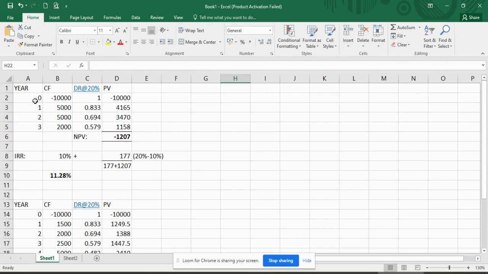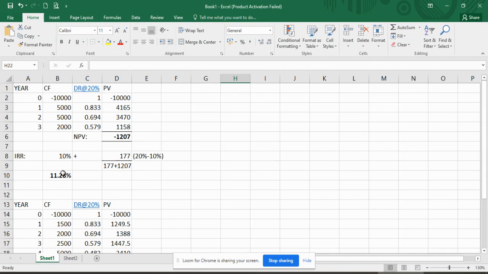Over here, year zero, of course, your cash flow will never change. It remains the same. Negative 10,000 would be negative 10,000. Then year one, you get 5,000 times the discount rate, which is 20%, you get 4,165. Then year two, year three, add up all this together, you get negative 1,207.